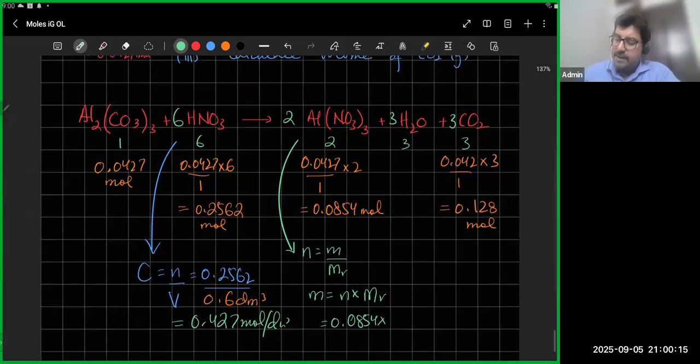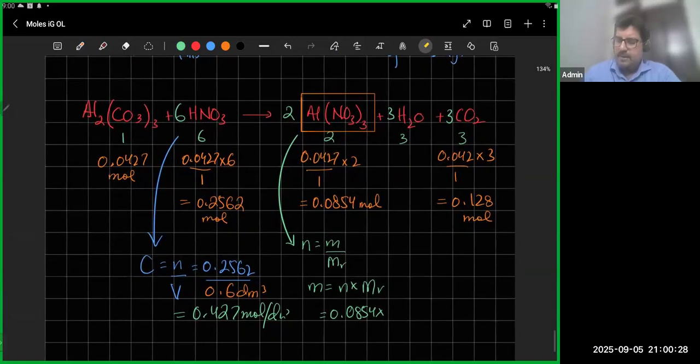Make sure you know this. The MR is this thing. You're not going to include the ratio in anything. You don't include the ratio in the MR. So what is the MR? You add up all of them. That's NO3, क्या होता है? 16 times 3, that's 48 plus 14, 62. So it's 62 times 3 plus Al is 27. So बताओ, what is the mass that you're getting?